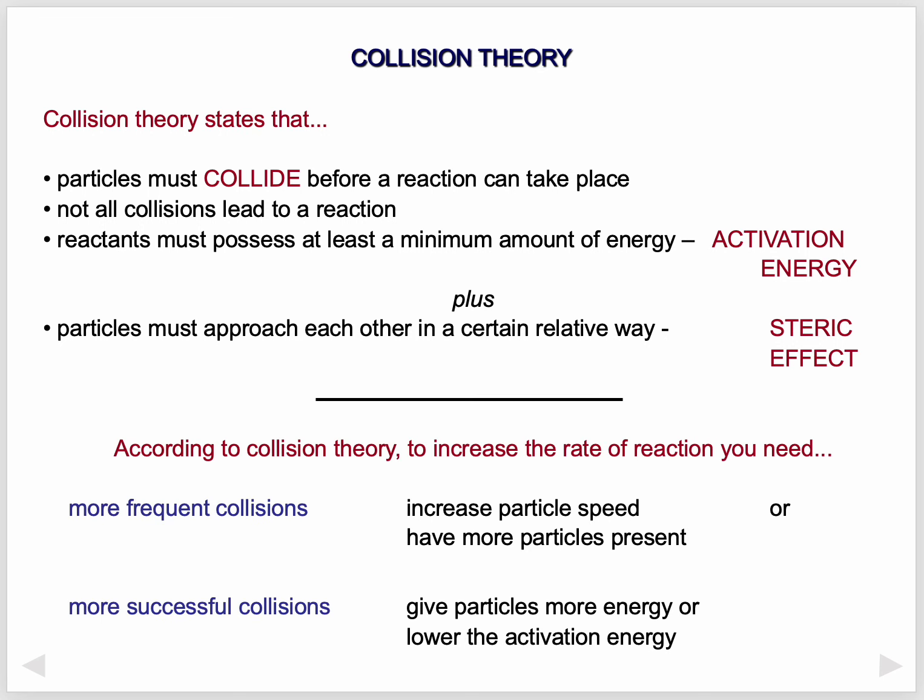So according to collision theory, to increase the rate of reaction, you need more frequent collisions: increase particle speed or have more particles present. And you need more successful collisions: give particles more energy or lower the activation energy. Please remember that you must have frequent and successful collisions, so that when they collide they release the minimum amount of energy, which is activation energy, and they must collide in the correct orientation.